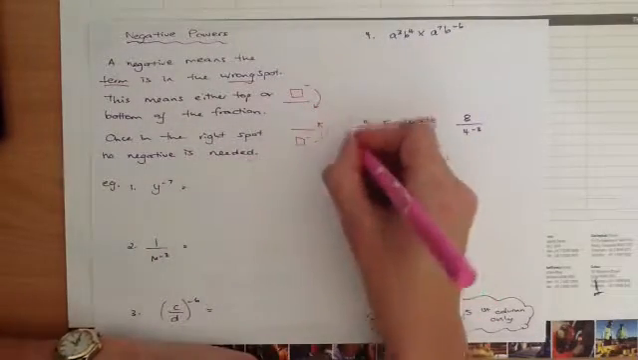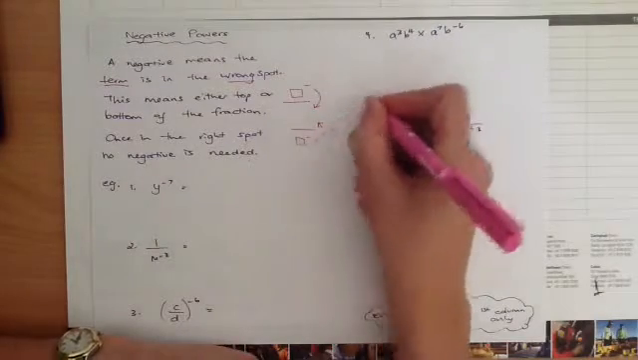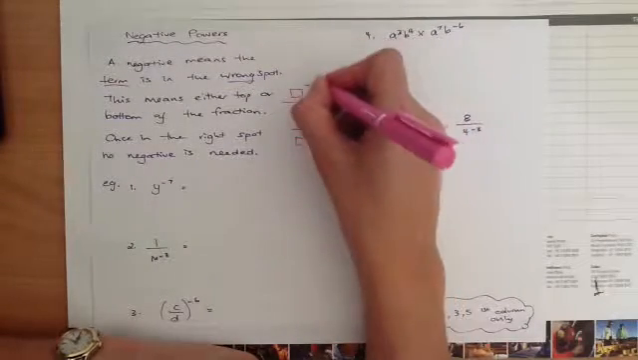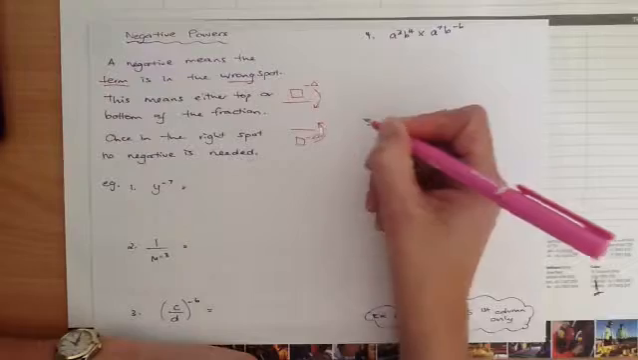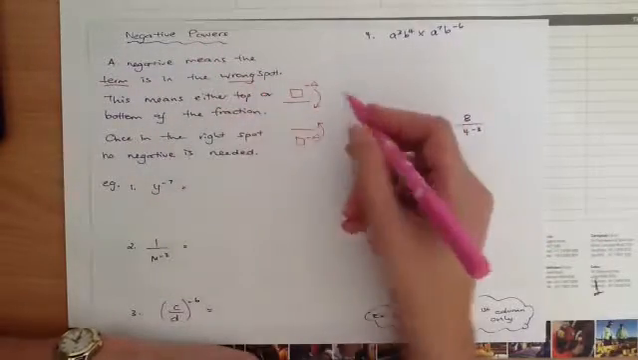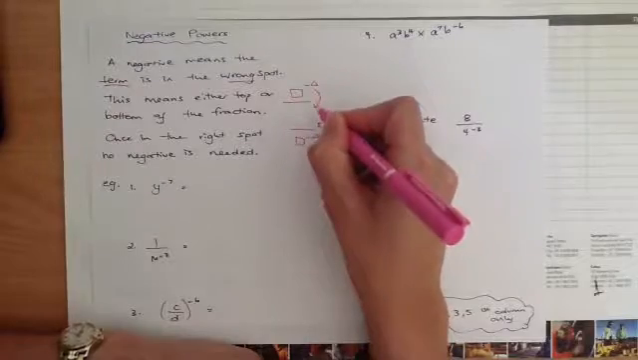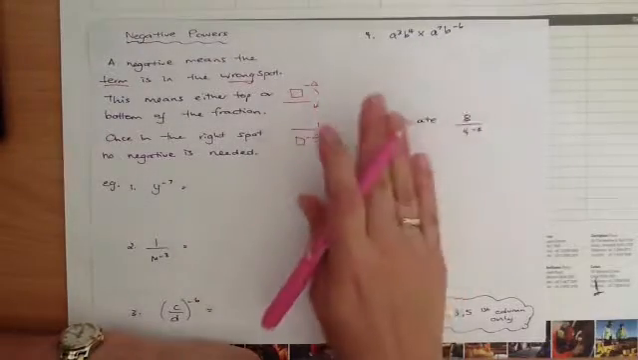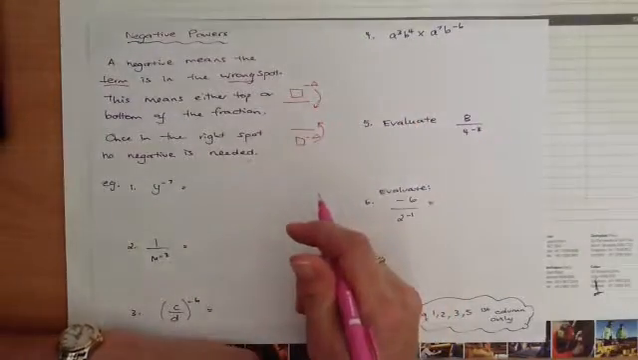So once I put it up in that correct position, then the negative isn't there, but the power remains the same. The power doesn't change. All the negative is telling us is it's in the wrong spot. We put it in the right spot. The power is the same. The negative goes away because it's now in its correct position.